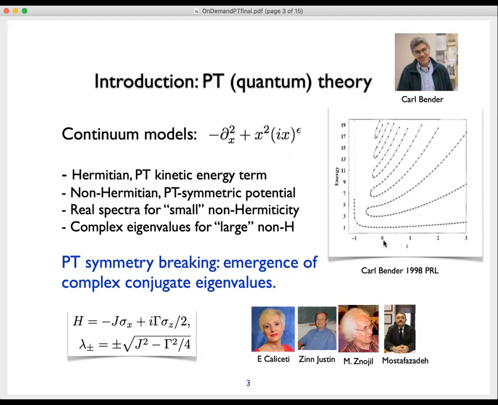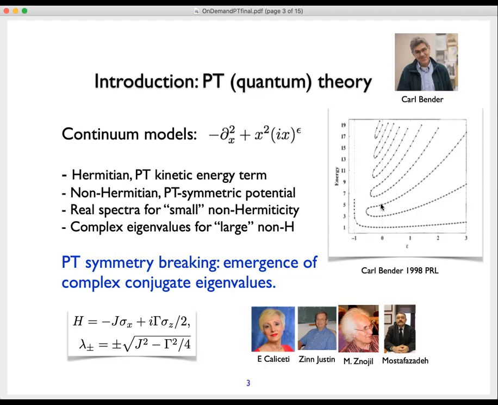When epsilon is equal to 0, we get the usual energy levels 1, 3, 5, 7, 9, and so on, basically, which are the simple harmonic oscillator levels. And what was a surprise was that when epsilon is positive, then you still get real energy levels, which are bounded below, although now they are not equally spaced.